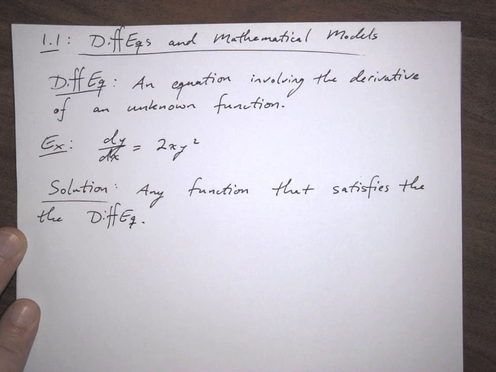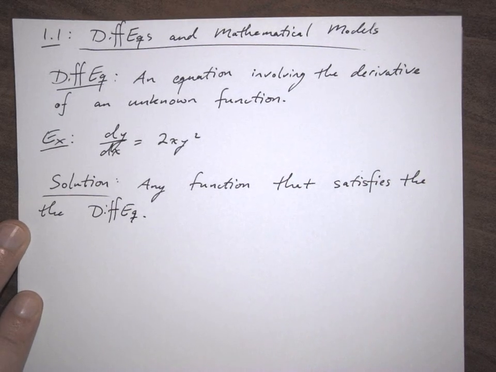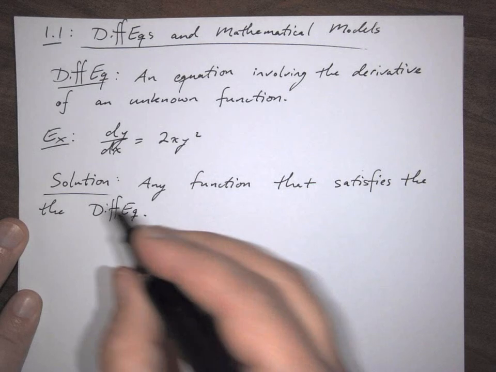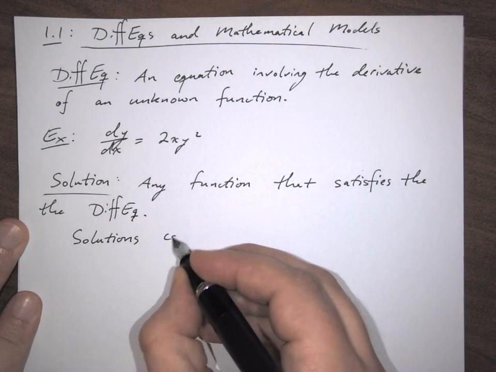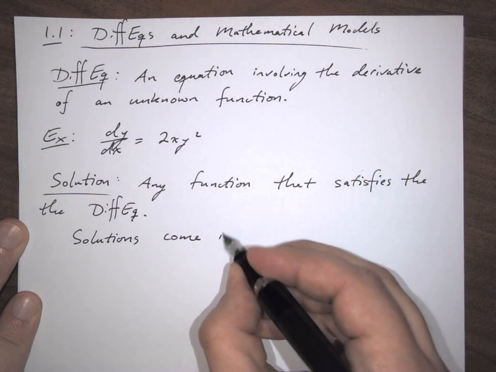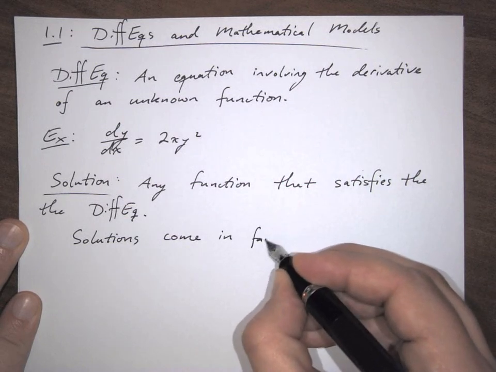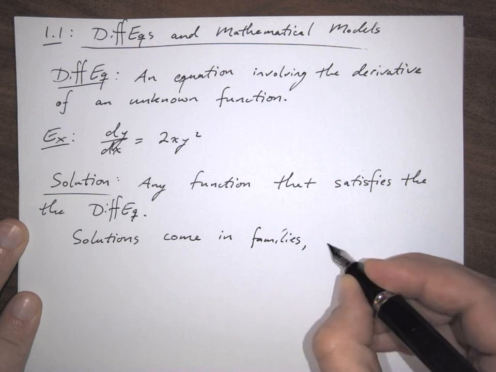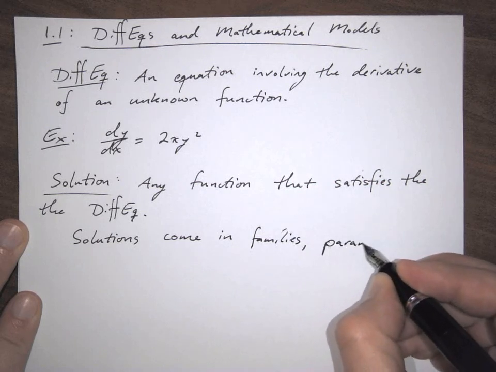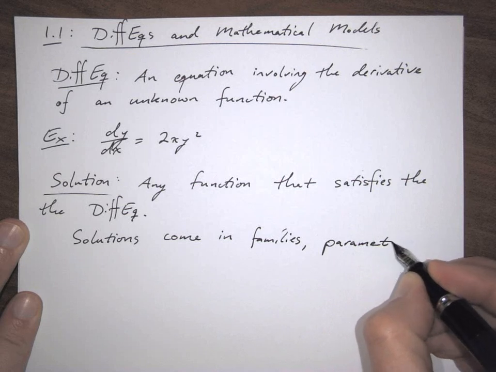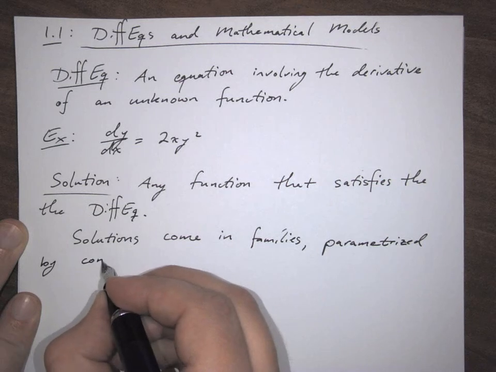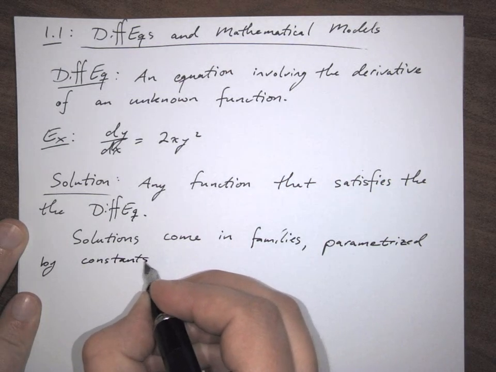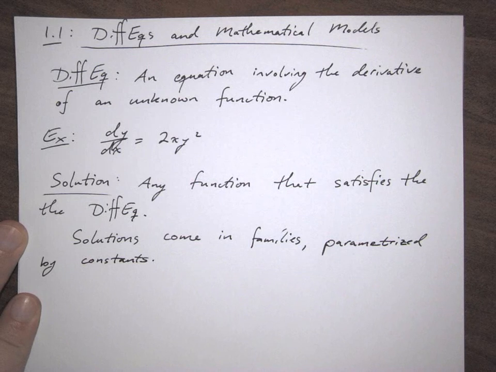But solutions to differential equations are like antiderivatives. They never come as just one, they come in a family. So solutions come in families, and they're parameterized by constants. These constants correspond with constants of integration that you may remember from Math 252 days.